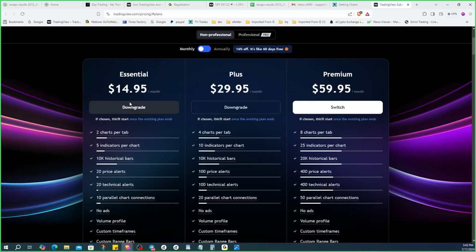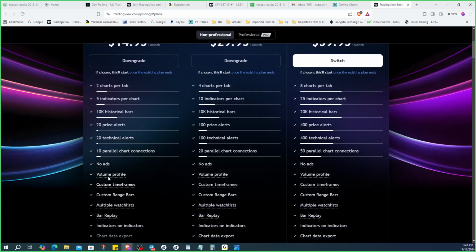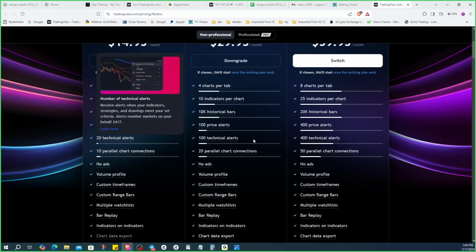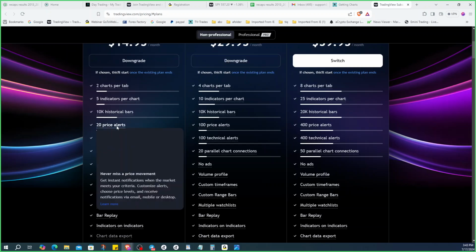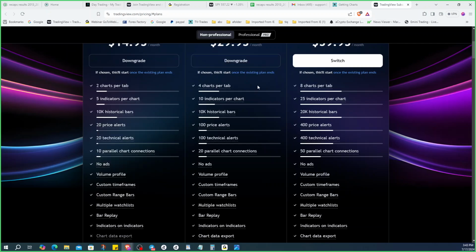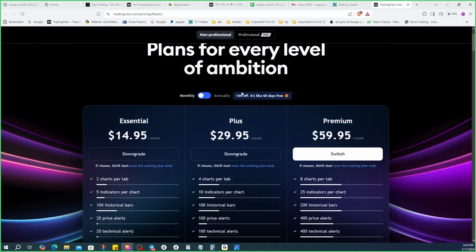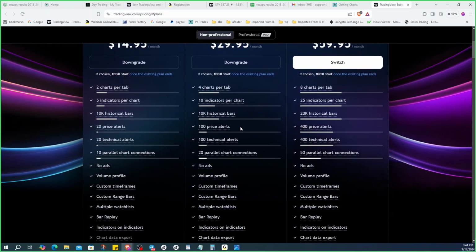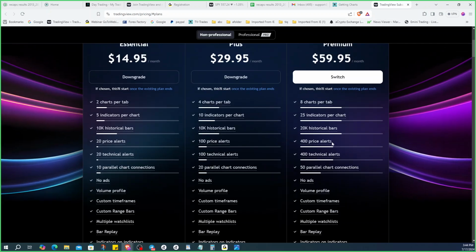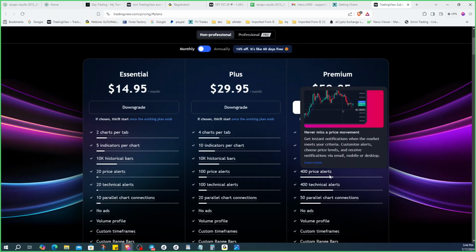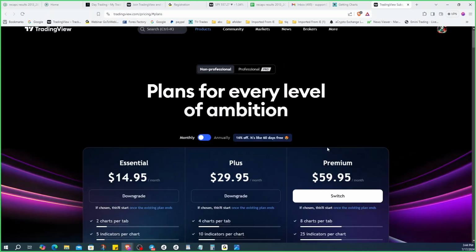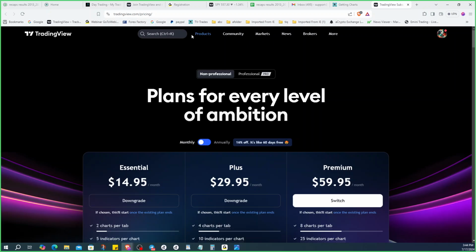If you have Essential, you can have 2 charts with 20 technical alerts. Those are the alerts that we use, the technical alerts. You can set price alerts, but those are different than technical alerts. Technical alerts are dependent upon the code that I write. Now you can do the 4 chart thing with the Plus, and with that you get 100 alerts. And this is the Premium, that's what I have, and I get 400 alerts. Okay, I had to show you that too.